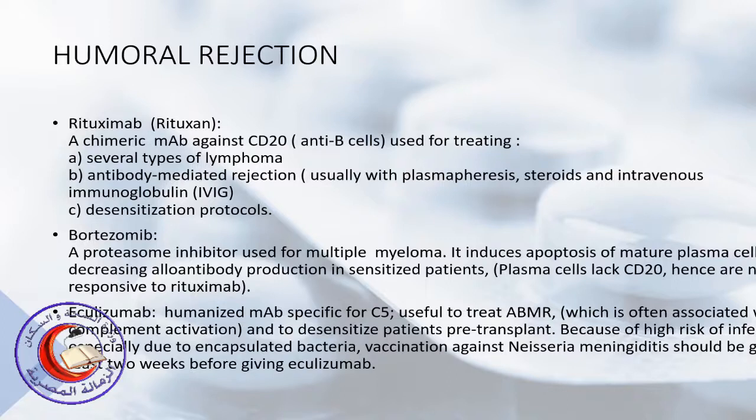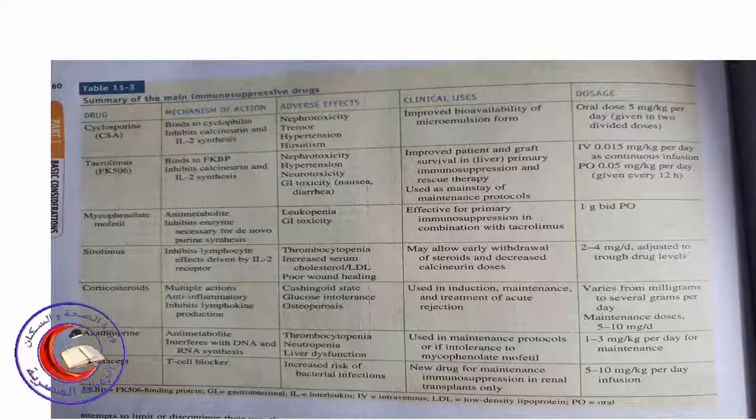Because of high risk of infection, especially due to encapsulated bacteria, vaccination against Neisseria meningitidis should be given at least 2 weeks before giving eculizumab, the same as in splenectomy with pneumococcus and Haemophilus influenzae type B. All these are encapsulated organisms that need opsonization to be phagocytosed, and the main opsonin produced against these organisms is produced by the spleen. So splenectomized patients receive vaccines against these organisms.